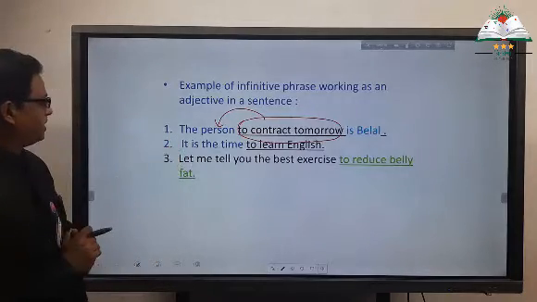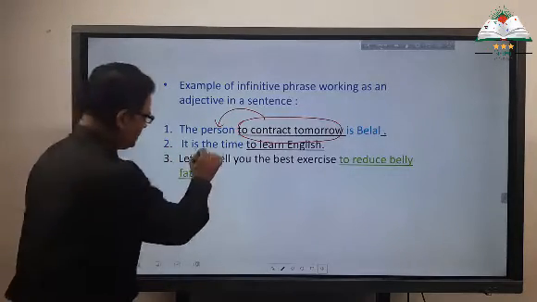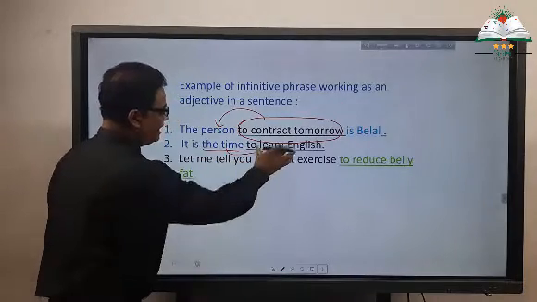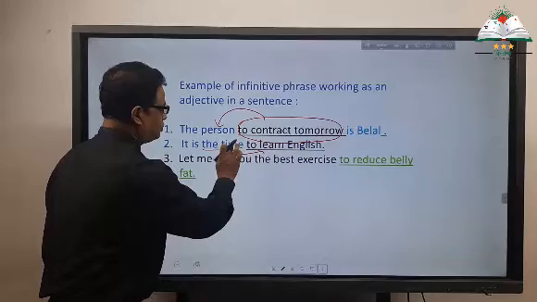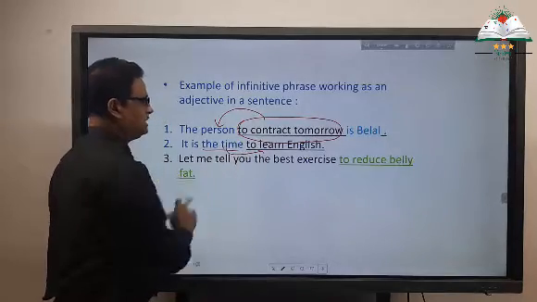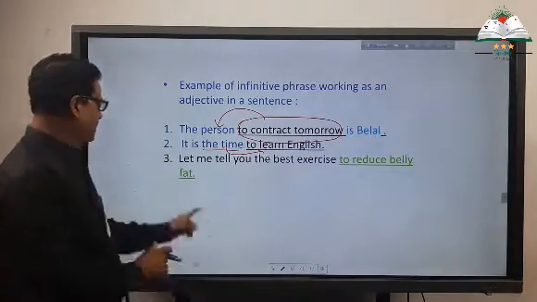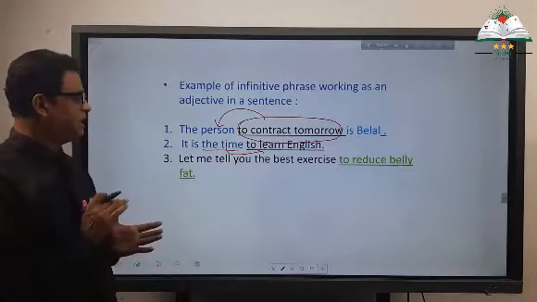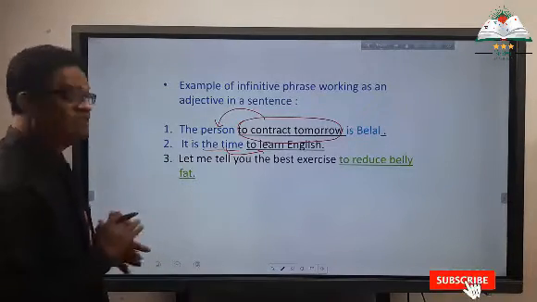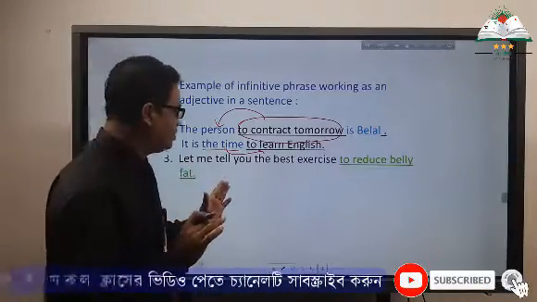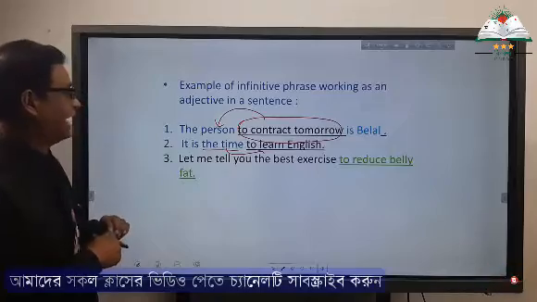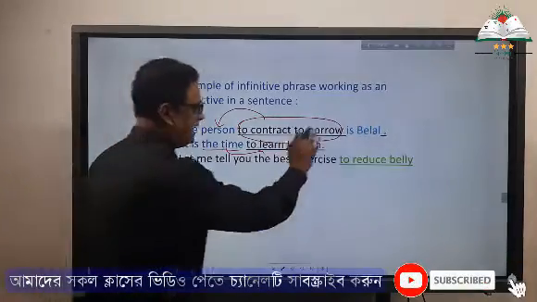Come to the second example. It is the time to go. Time is the noun. After noun you have got an infinitive phrase, and this phrase is adding some meaning to the noun time. So, it is working like an adjective. Go to the third example, and that is, let me tell you the best exercise to reduce belly fat. To reduce belly fat is a kind of infinitive phrase working like an adjective because it is adding some meaning to the noun exercise.